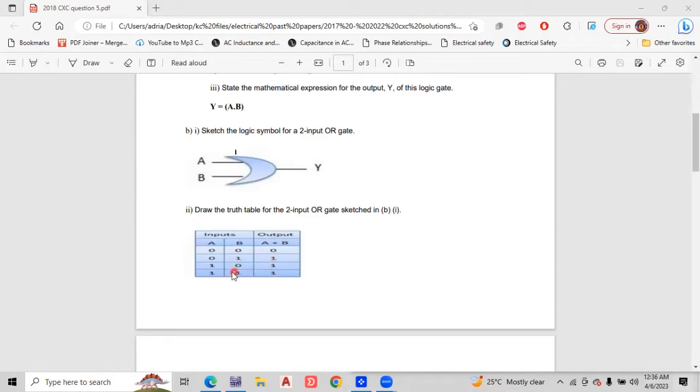For the output now, you'll have to apply the operation of the OR gate. So 0 plus 0 gives us 0. 0 plus 1, 1. 1 plus 0, 1. 1 plus 1, 1. All right. So that's how you can develop the truth table. That's it for part 2 of B.